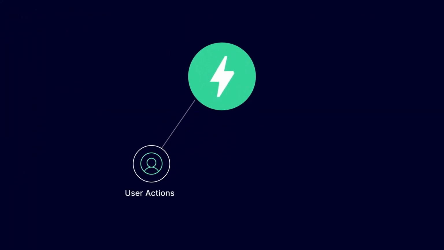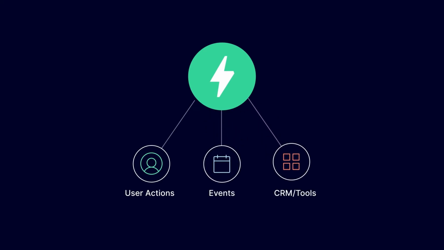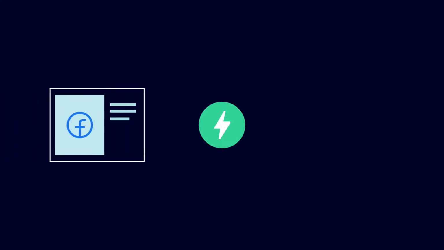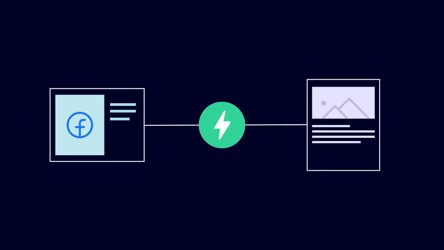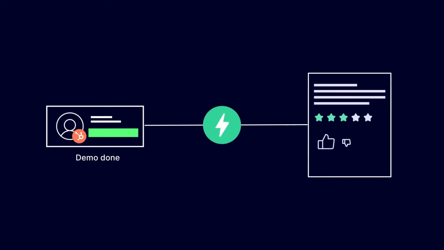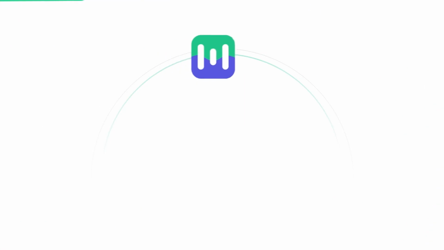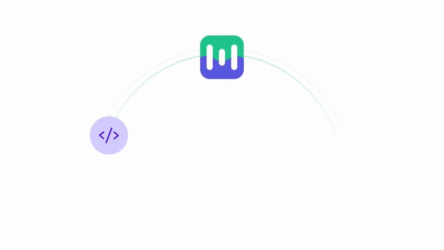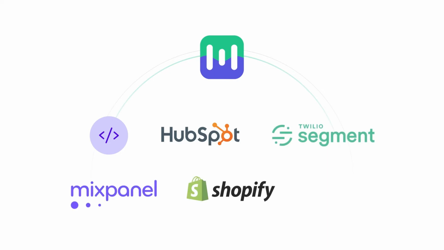We also help you trigger interactive emails based on specific user actions or events on your website or app, CRM, or tools like Facebook ads. Say somebody fills a lead form on your Facebook ad. You can trigger an email automatically to them. Or if a contact's lead status changes from in progress to demo done in HubSpot, you can auto-trigger a demo feedback email to them. You can also trigger emails using API or based on triggers from marketing tools like HubSpot, Segment, Mixpanel, Shopify, Customer.io, and many others.